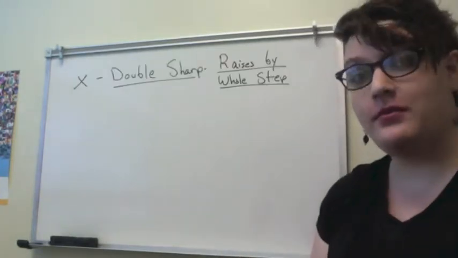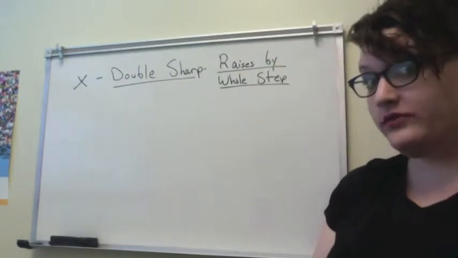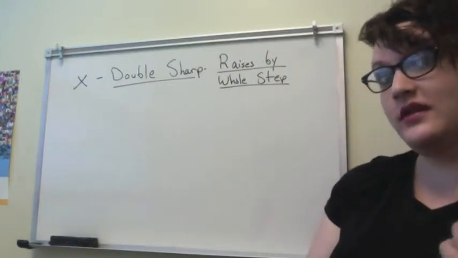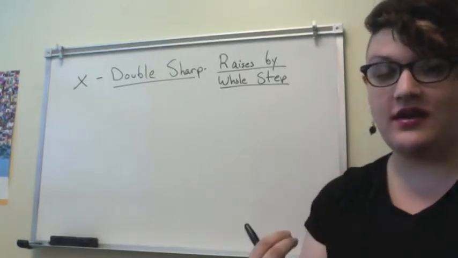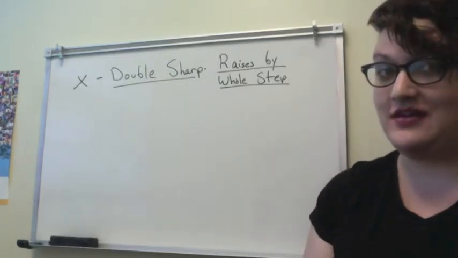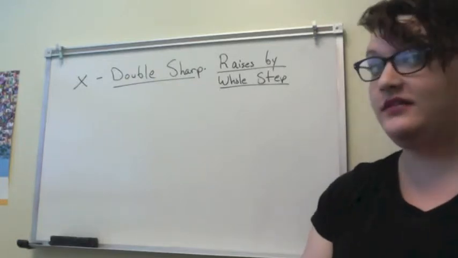Here we have a double sharp, which raises a pitch by a whole step. For example, C double sharp, which, if you hear it, is going to sound just like a D. But in notation, it's a C double sharp.